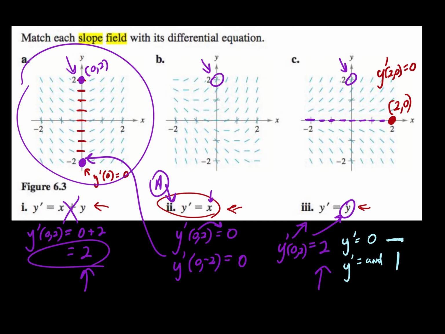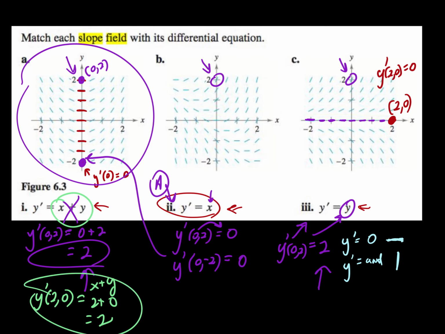Down here, what's the slope of the tangent line when you are at the point (2, 0)? Well, remember the function over here was x plus y, so that's going to be 2 plus 0, and that does give you a 2. Oh, I think we found our answer, but of course let's confirm.